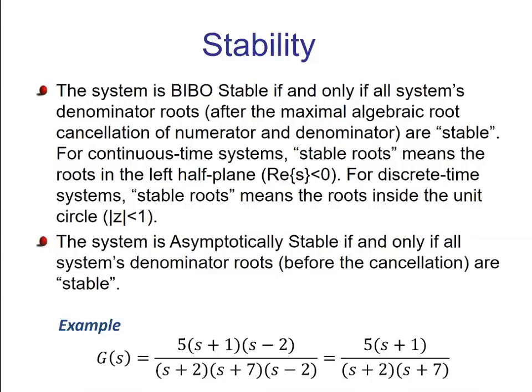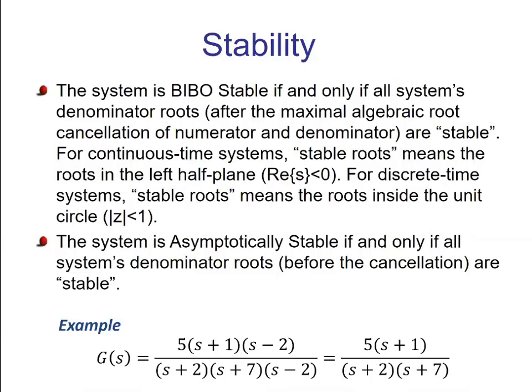Right? Because if you have some poles and all of them are stable and then you cancel some of them, the rest of them is stable. So asymptotic stability is much stronger than BIBO stability. Asymptotic stability means that it is stable both asymptotically and BIBO, but not the other way around. BIBO is a weaker kind of stability.